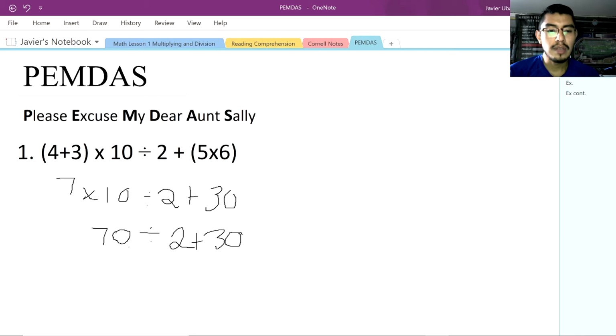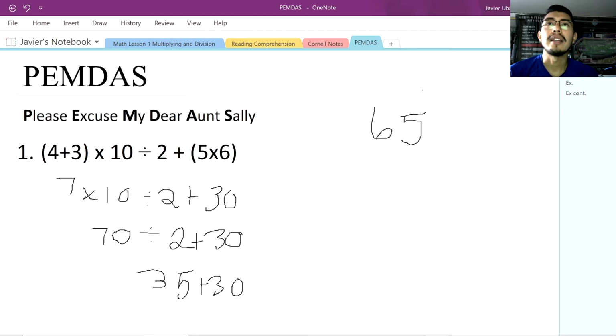So now we do 70 divided by 2 plus 30, right? So now you move on to the next one. It's division. Do we have division? Yes, we do have division. So you do 70 divided by 2, which is 35, plus 30. So now the last operation, which is addition, you do 35 plus 30, which is 65.